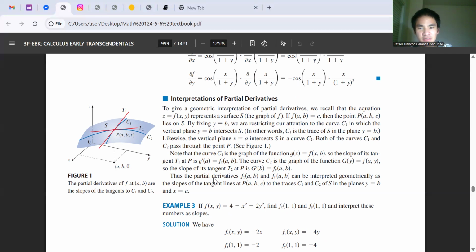What are other interpretations? Now, let's say f of a, b, where a, b is a point, is equal to c, then what does that mean? Then our point, let's call it P, which has coordinates a, b, and c, is on the surface, because it could be a plane, a sphere, a hyperboloid, a paraboloid, an ellipsoid, and so on. So just some different quadric surfaces. It lies on that surface S, right? What else could we say?